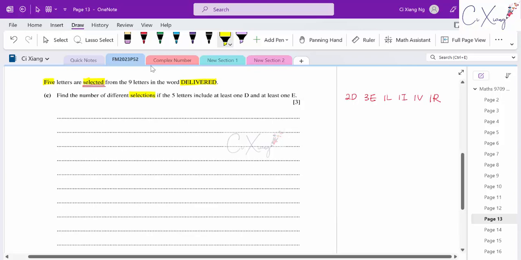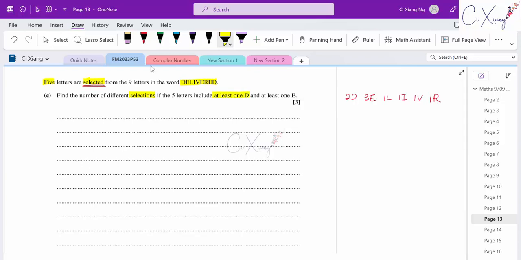Okay, and we are having the 5 letters include at least one D and also at least one E. When we are having identical letters, just like D and E in the combination, we actually have to list out all the possible cases, and find out the answer case by case. So the restriction for this question is I have at least one D and at least one E. So the very first case I might have is one D with one E. In total I'm having 2D and 3E. So the first case that fulfills the restriction will be 1D and 1E.